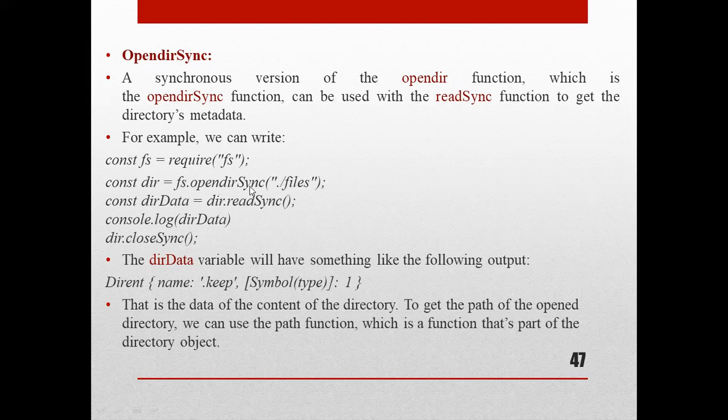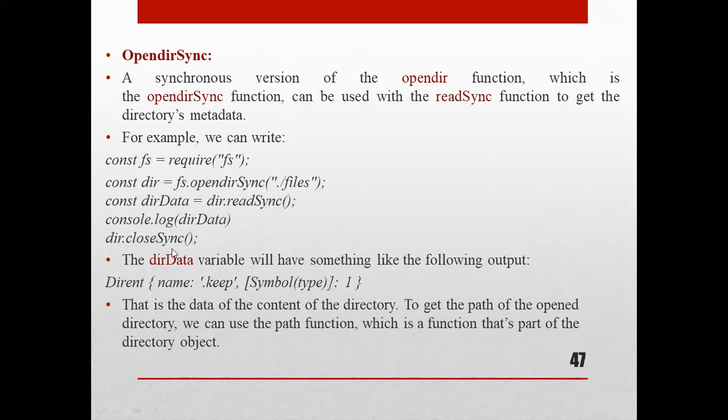Here you can see the syntax. It takes the argument as a path. Here is the path name. After that, const dirData, another variable to read from the open directory synchronously. We are opening the directory synchronously here, the synchronous version of the opendir function. Now we are going to use the readSync function with that directory. The dir contains the open directory, so use dir.readSync.